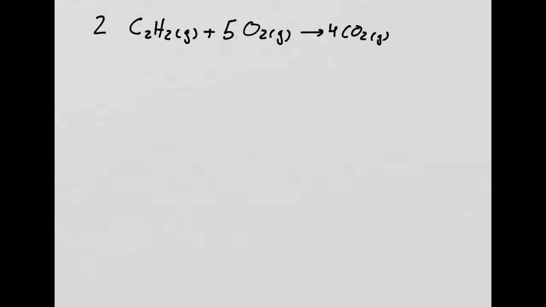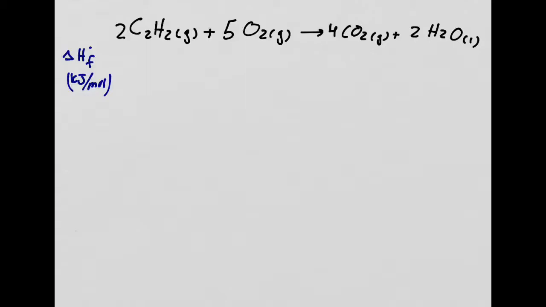Now, let's do a practice problem to make sure everyone is on the same page. Let's say I have 2 C2H2 gas plus 5 O2 gas goes to 4 carbon dioxide gas plus 2 H2O. This is liquid. This is a combustion reaction, right? I'm going to give you the delta H of the formation for each compound in kilojoules per mole.